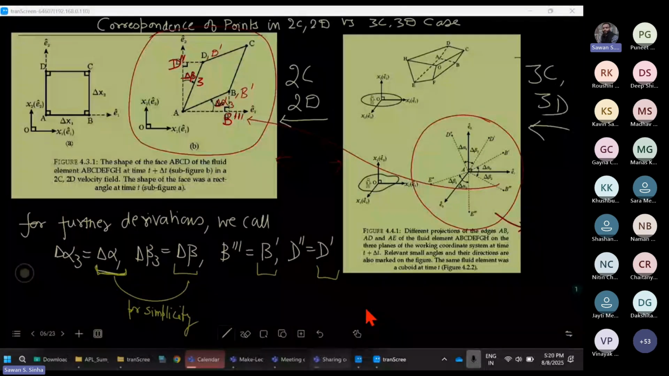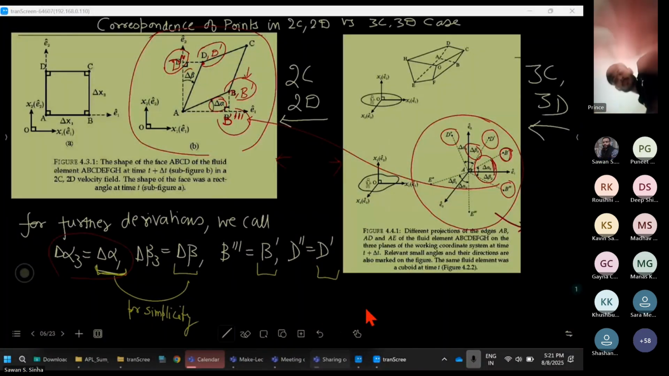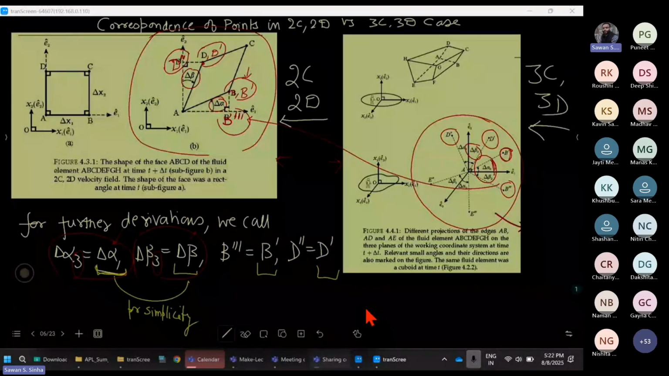So this point B, what you see here, is the fluid particle B itself, and that is lying on the E1 E2 plane. That point is not only B, but it is also B prime, simply delta beta here. Okay, I have written these things here. So I have dropped these subscripts. I don't need them in the 2C2D case. I just call it delta alpha, delta beta.